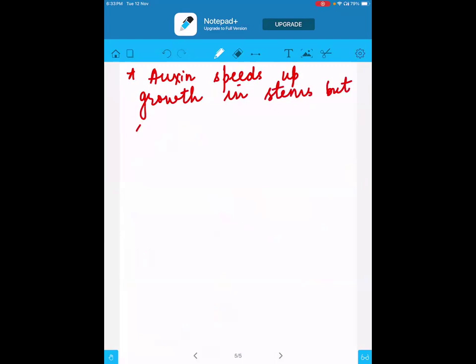But when it comes to the root, they slow down growth. So in them, what is happening? The growth is happening in the roots, but it is not happening at the same rate as the stem. So in the stem, the rate is faster, whereas in the root, the rate is a little slower.